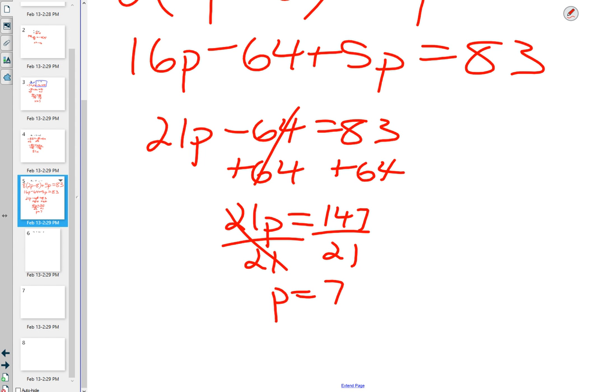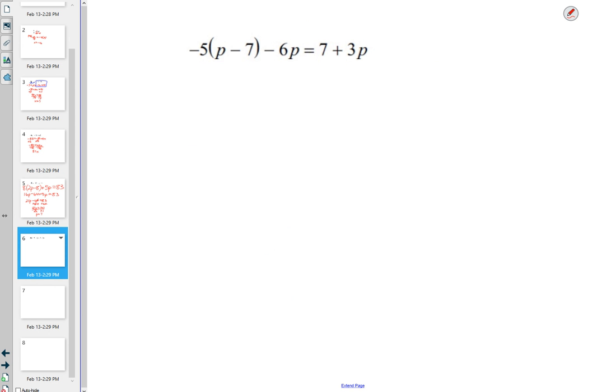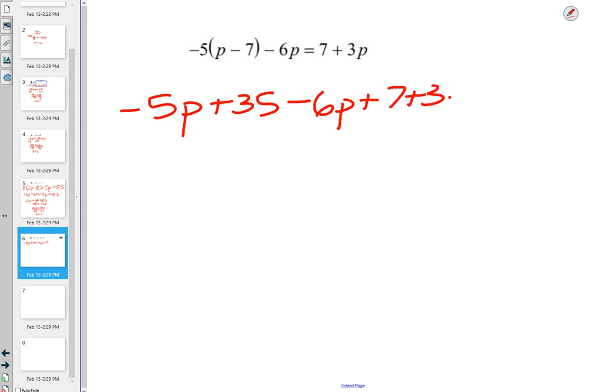3 more. Distribute again. -5p plus 35. Diana, would you like to sit closer? I can move you closer if you can't see. You don't have contacts? Can we get to this? I'll say the next step.